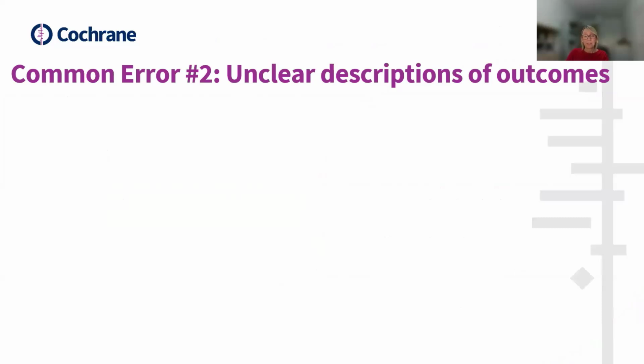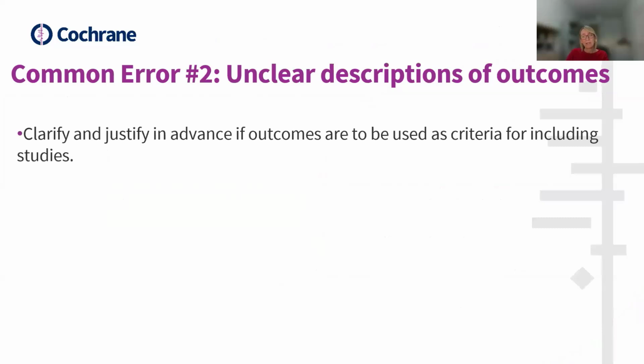The second common error is a lack of clarity around outcomes. Authors should clarify and justify in advance if outcomes are to be used as criteria for including studies. It can be a huge error to exclude studies because the outcomes of interest were not reported but still measured. If authors do exclude studies on the basis of outcomes, care should be taken to determine if relevant outcomes are not available because they have not been measured, rather than simply not reported. Also, if authors do decide to exclude studies based on outcomes reported, they need to provide rationale for doing this.